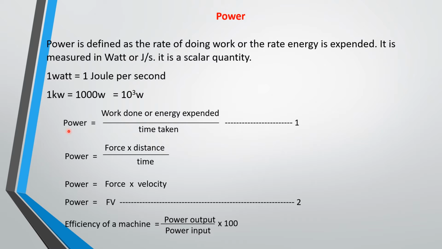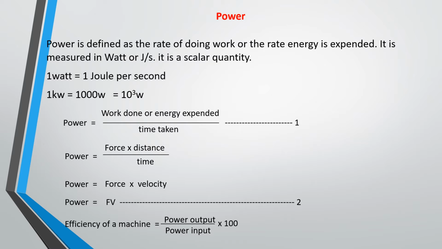So as I said, power is equal to work done or energy expended all over time taken. This is the formula for power. Now we know that work done is equal to what? Force times distance. So power is equal to force times distance all over time.